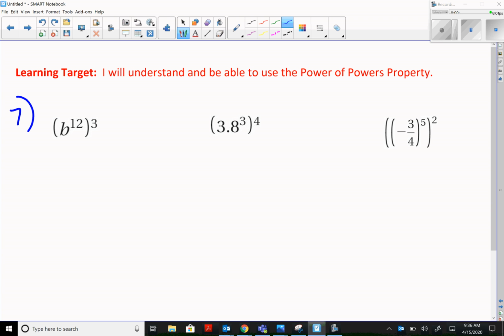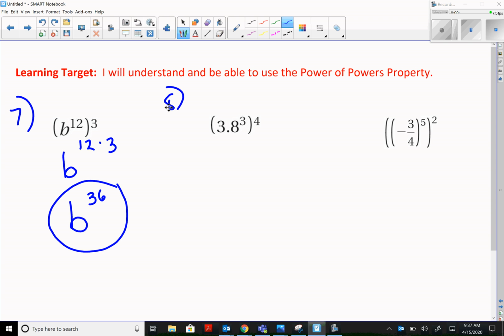All right, so this time we have the base number is b, or variable, and it's raised to the 12th power. And then you can see that it's separated by parentheses, but you have another exponent on the outside, which means we're going to use the power of powers property. So it's going to be b to the 12th power times 3. 12 times 3 is 36. So it's b to the power of 36.